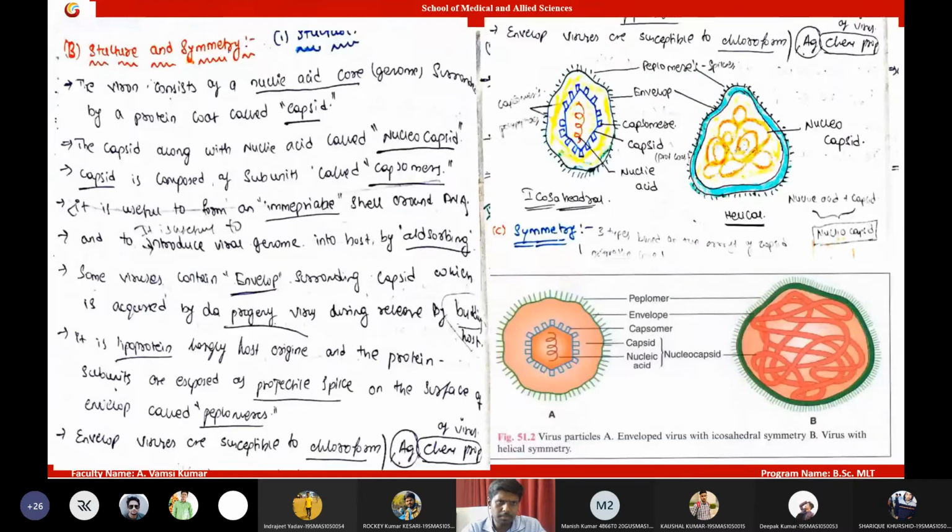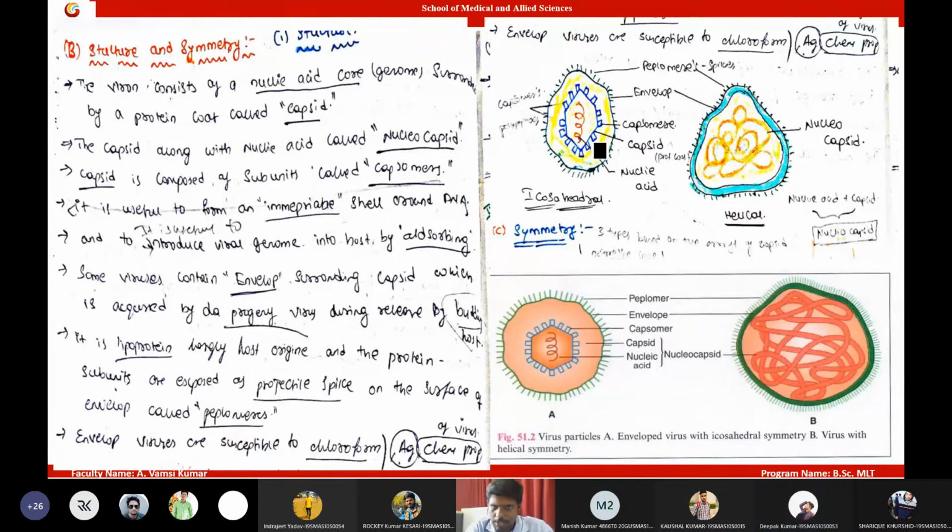Is it clear until here? Any doubts so far? Students, any doubts until here? The structure and symmetry of virus. Are you following me, students? Yes, sir.